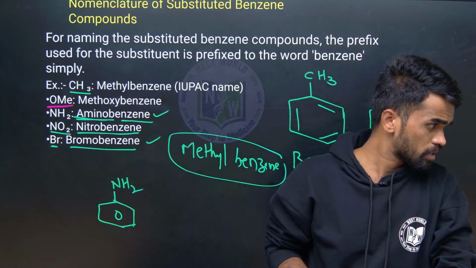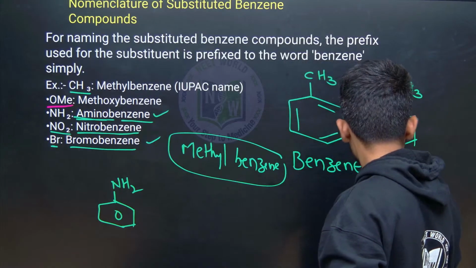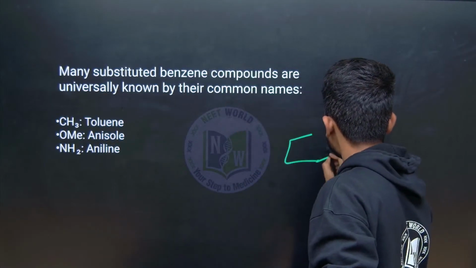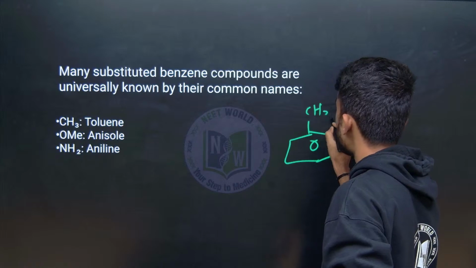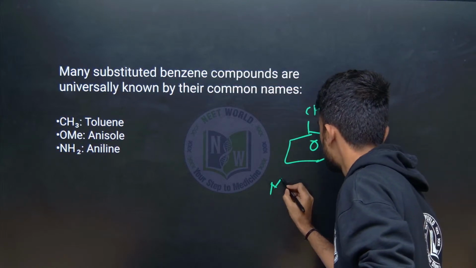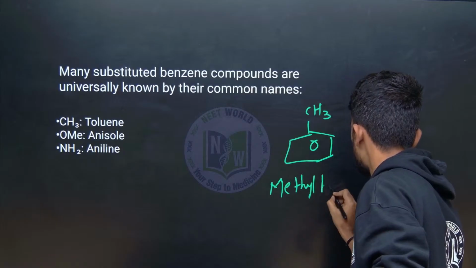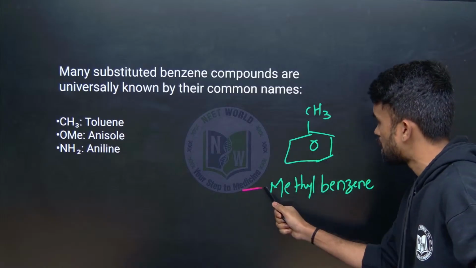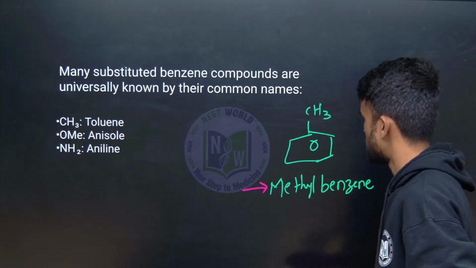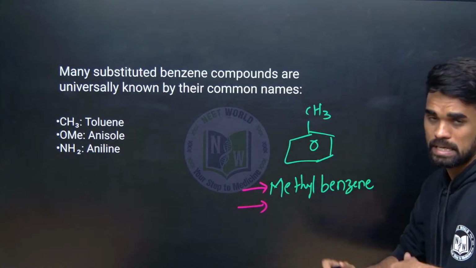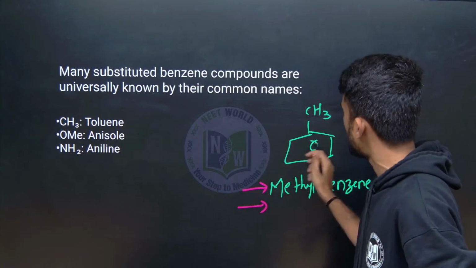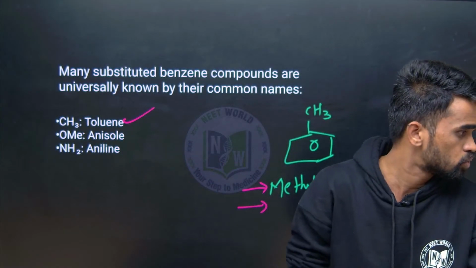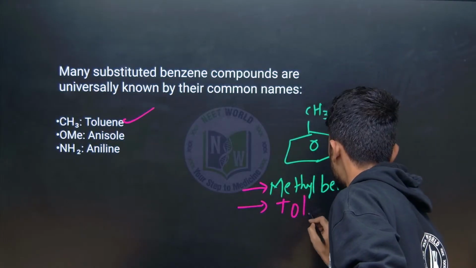Okay. Then next, we will be discussing a few more things here. See, what I told you, if there is a methyl group here, we are calling it methyl benzene, right? Methyl benzene. Okay. So now this is the IUPAC nomenclature. Now, what is its common name? Whenever a methyl group is there on the benzene ring, we can call it toluene. So here I am writing toluene.